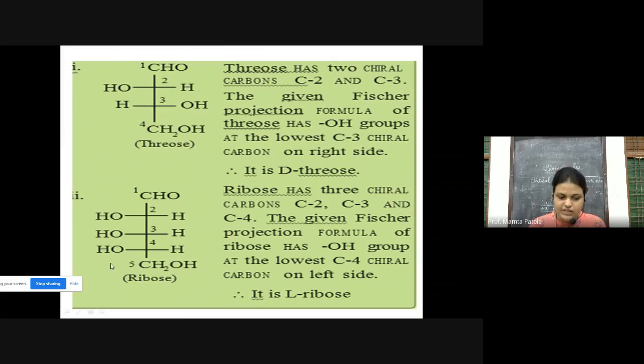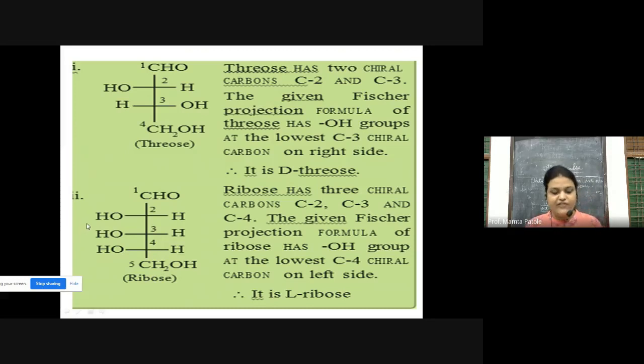Whereas in the ribose structure, how many chiral carbons are there? 1, 2 and 3 chiral carbons. That is carbon number 2, carbon number 3 and carbon number 4. The given Fisher projection formula for ribose has the OH group at the lowest C4 chiral carbon on the left hand side. So it is known as L-ribose.